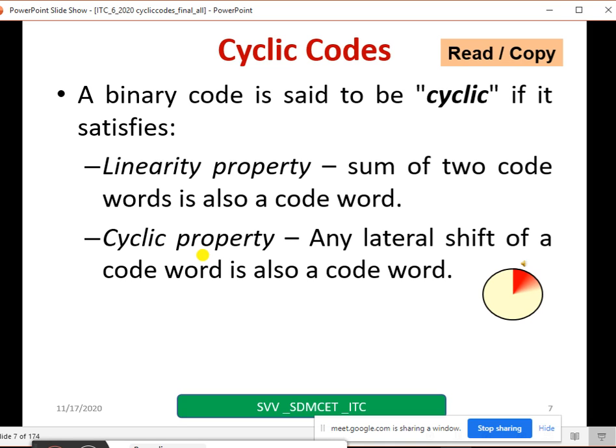Just note down these two properties. Linearity property: the sum of two code words is also a code word. Cyclic property: any lateral shift of a code word is also a code word. Example, we will see it later.